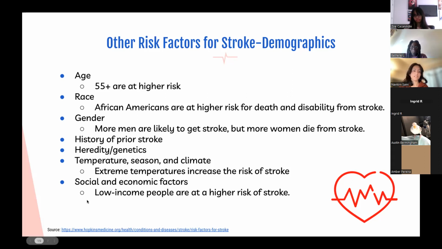So then I wanted to make this a bit more interactive, but why do you think people of a low socioeconomic background are at a higher risk of stroke?